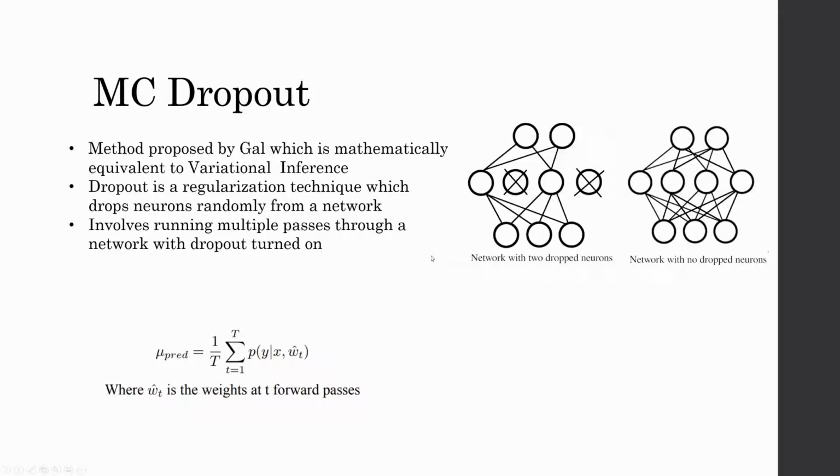So you can see that's here, it's just P of Y given X and W, which is the way of looking at our model as just the softmax output of our model pretty much. And then we run 100 forward passes with dropout on, then we average those predictions.